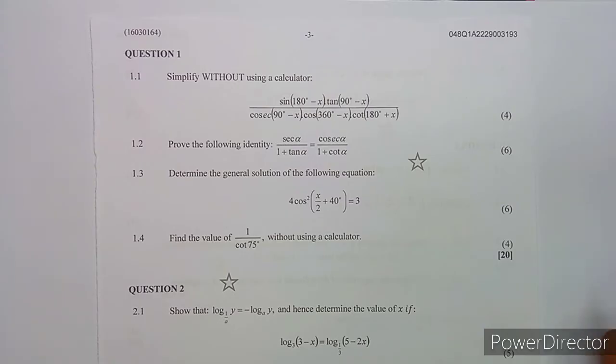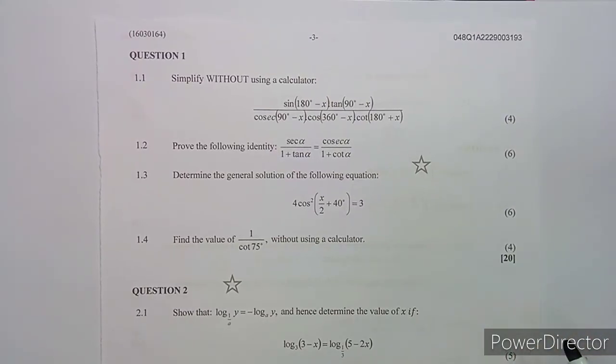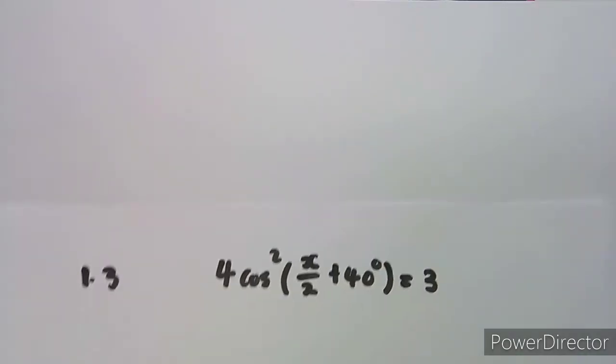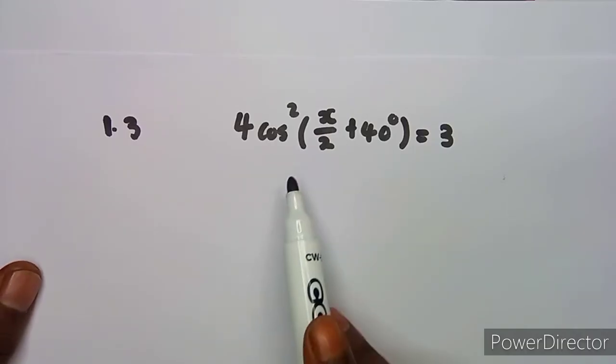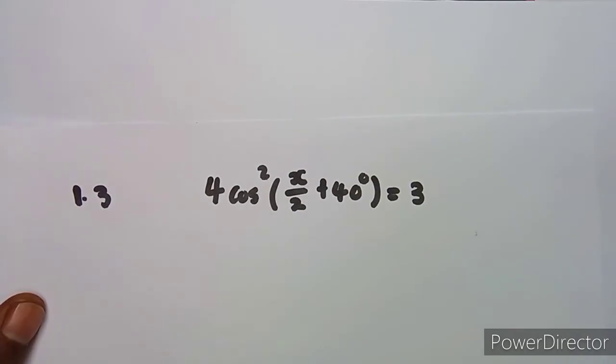Okay, on 1.3, determine the general solution for the following equation. The general solution for the following equation, which is all right, this is our equation here. So what do we have here? How are we going to solve such type of an equation? Okay, this is the issue, guys. If we are to see properly here, there is a square that we are having here. We've got a square there.